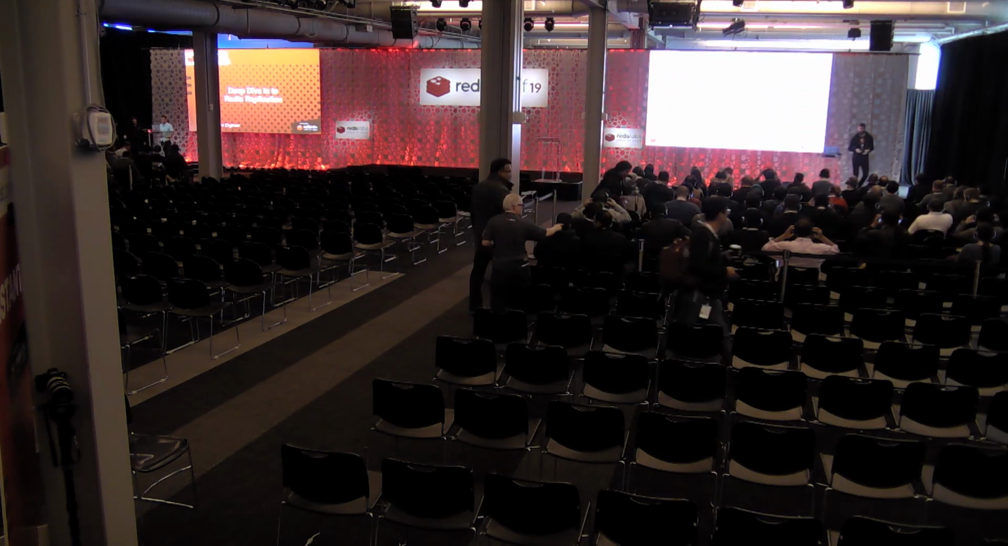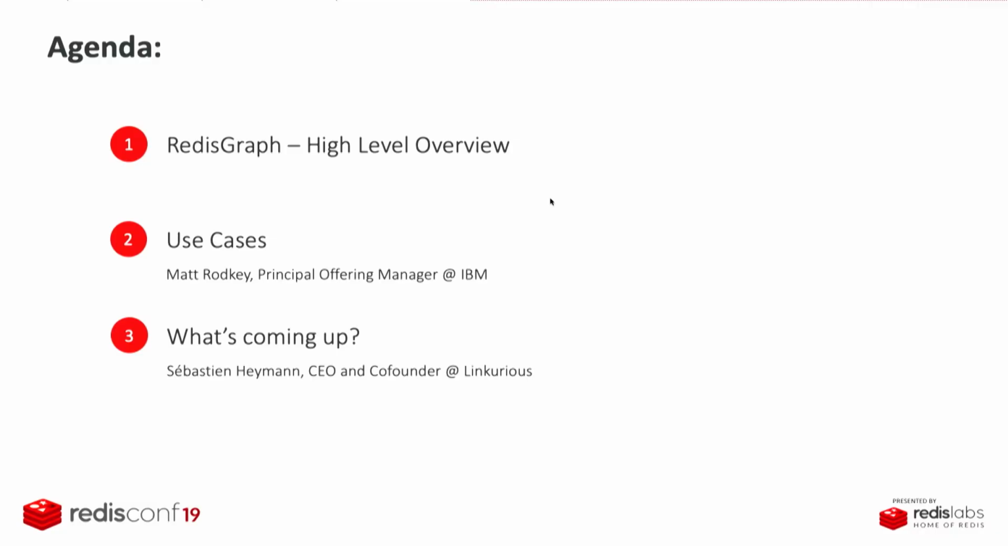So the talk today is structured in the following way. I'll give a brief high-level overview about RedisGraph, and then we'll talk a bit more about use cases, and to talk into more details about the specific use case, we'll bring on Matt Rodkey on stage to talk about their multi-cloud offering platform at IBM. Then the last part, we'll talk about what's coming up, which features we are currently developing, and we'll bring on Sebastian Heimann from Linkurious, who will show effectively what those new features are enabling inside RedisGraph.